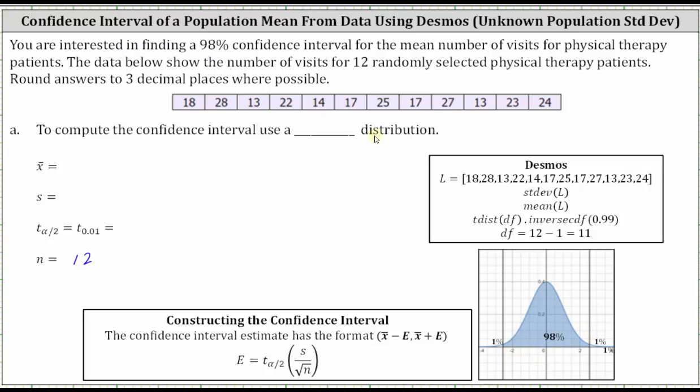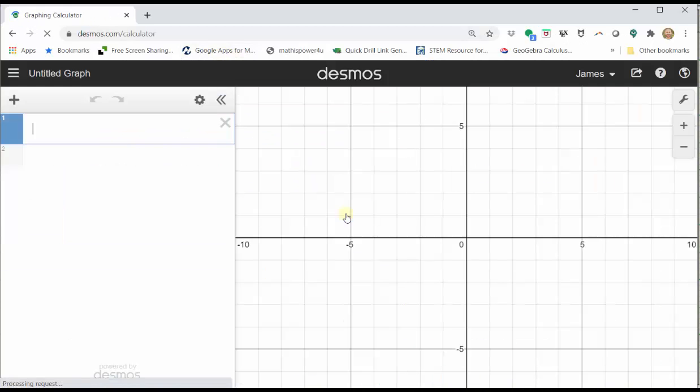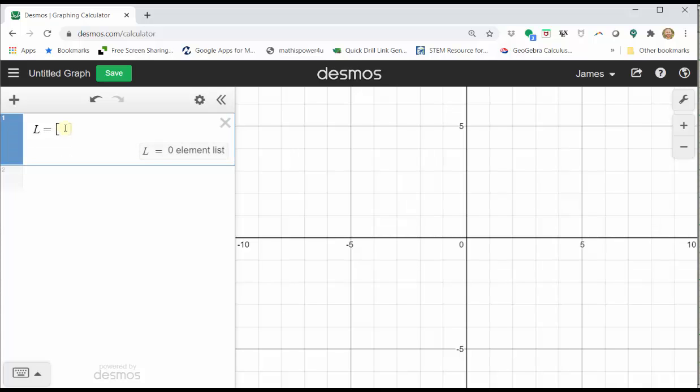So now let's enter the data into Desmos and calculate the sample mean, the sample standard deviation, as well as the t-score. We'll be using the commands shown here on the far right. Let's go to Desmos. Click Graphing Calculator. In cell 1 we enter the data. Let's call it capital L equals, and then we enter the data in square brackets, so open bracket, and then we enter the data. Close bracket. Notice how it tells us we have 12 elements.